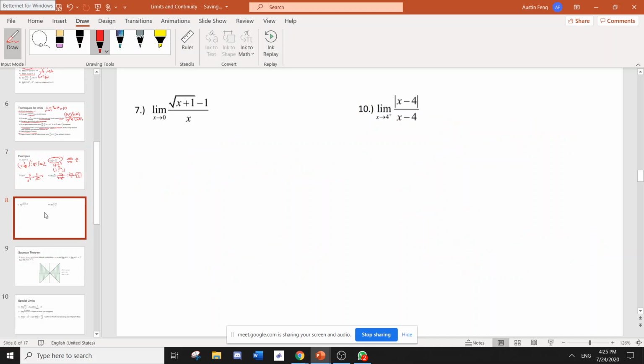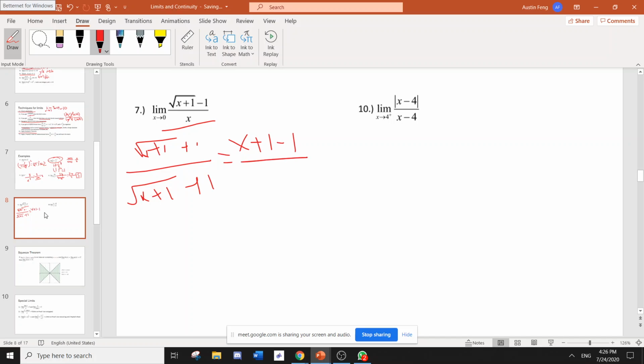Here's some more. Now we're going to use manipulation. We're trying to multiply by the conjugate in this case, which is root of (x plus 1) plus 1 all over root of (x plus 1) plus 1. And when we multiply these two out, we get the difference of squares formula. So we get (x plus 1) minus 1 all over x times (root of (x plus 1) plus 1). Cancel these two out because they're both equal to x, and we plug in 0, we get 1 over 2.